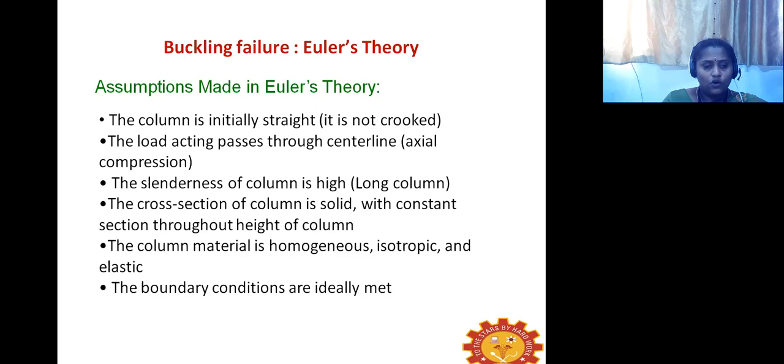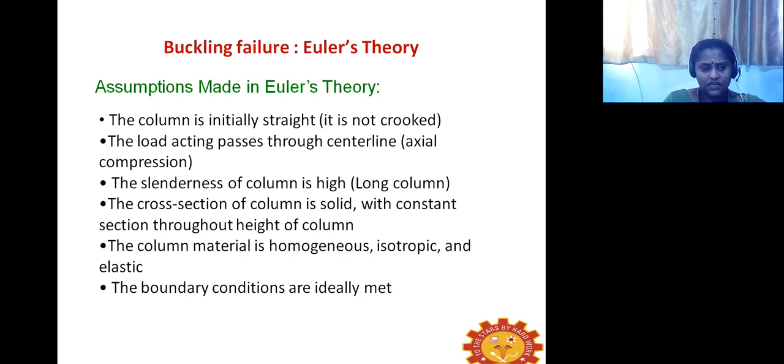And the second one, the load acting passes through the center line exactly. That is the centroid of that particular cross section. If it is a rectangle or square, whatever it is, the load exactly passes through the centroid of that cross section. That kind of thing we call axial compression. If the load is passing away from the centroid, we call that kind of column an eccentrically loaded column. If it passes exactly through the centroid, we call it axially loaded. If it is away, we call the same an eccentrically loaded column, right?